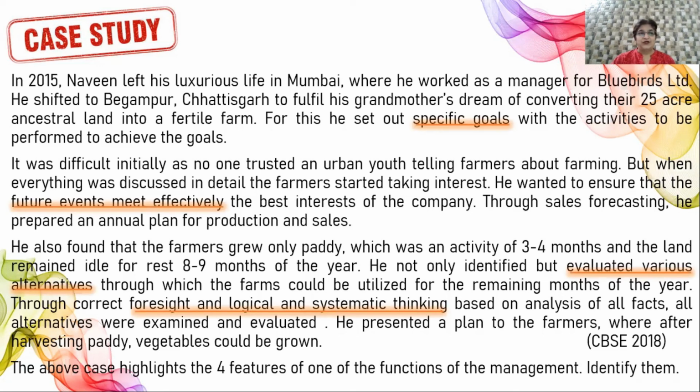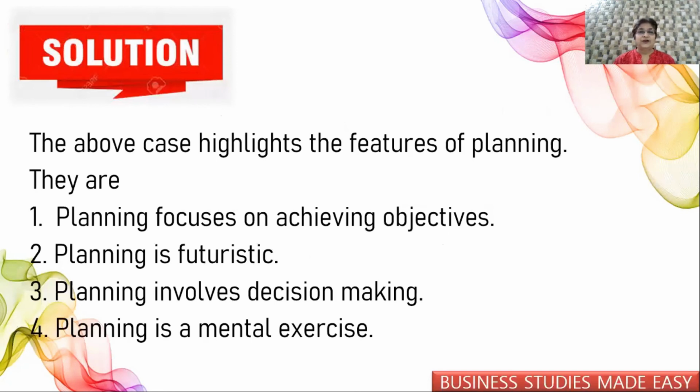Yes: specific goals, future events, that is forecasting future events, evaluating various alternatives, foresight and logical systematic thinking. So planning focuses on achieving objectives because it has specific objectives. Then it's about the future. Then it involves decision making, choice of alternatives, and it is a mental exercise, systematic thinking, etc. So this is how the case study has to be done.